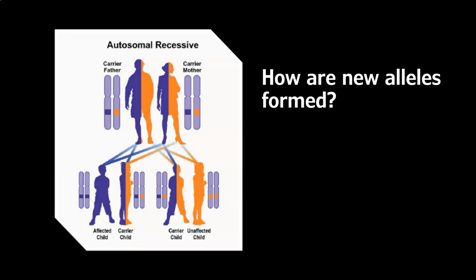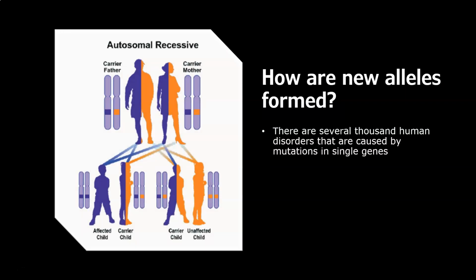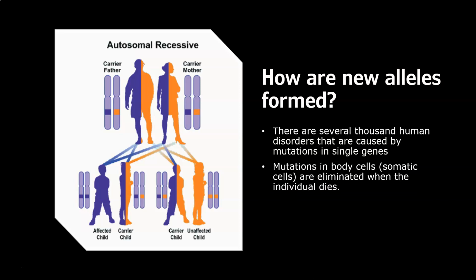So still looking at how these new alleles are formed. There's several thousand human disorders that are caused by mutations in single genes. Mutations in body cells, those somatic cells, are eliminated when the cell dies. However, mutations that occur in gametes can be passed on to offspring.